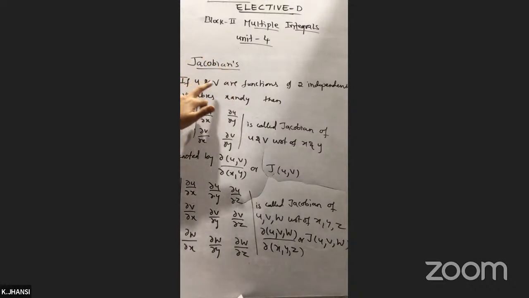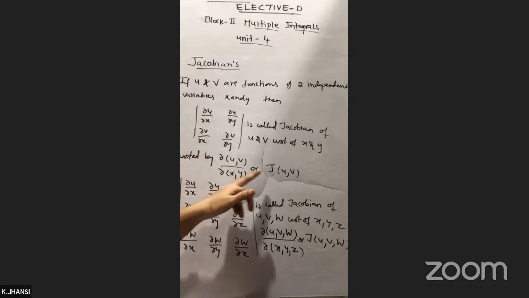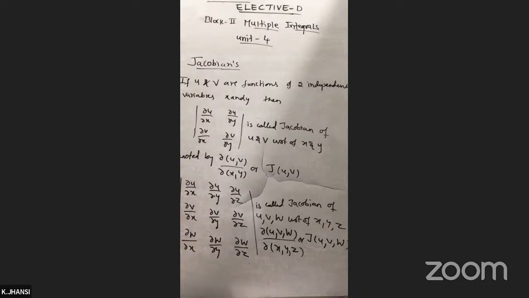So here, if u and v are functions of two independent variables x and y, then the Jacobian of u and v with respect to x and y is given as dou u by dou x, dou u by dou y, dou v by dou x, dou v by dou y, and we denote it by dou of u comma v by dou of x comma y, or J of u comma v. J here means Jacobian. So if three variables are there, and here the functions are u, v and w, three functions are there, so like this the representation will be there. So problems will be on both two variables and also three variables. It will be asked in the examinations. Okay.